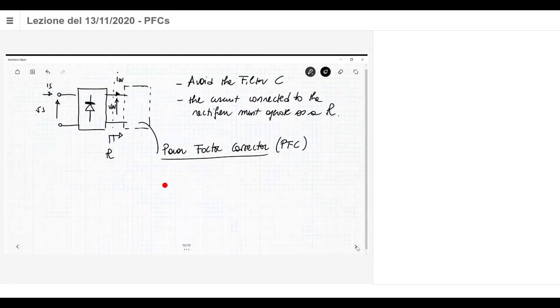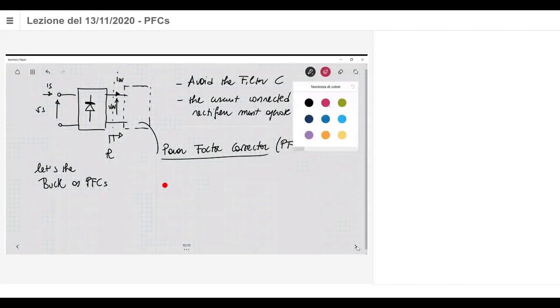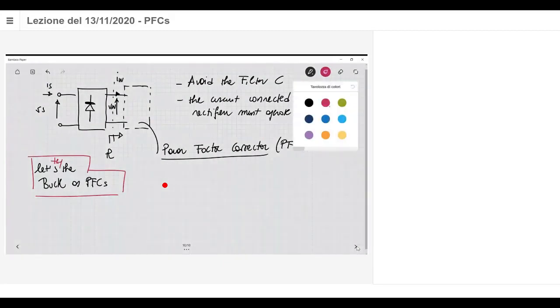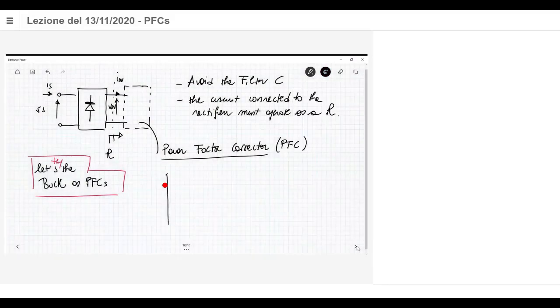Okay, so let me start, for example, with the buck. Okay, so let's try the buck as a power factor corrector. Let's try the buck. In order to understand if the buck can be employed, let me indicate V in and I in on this graph.